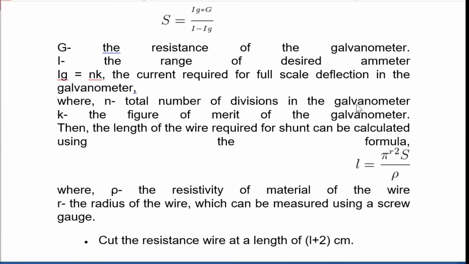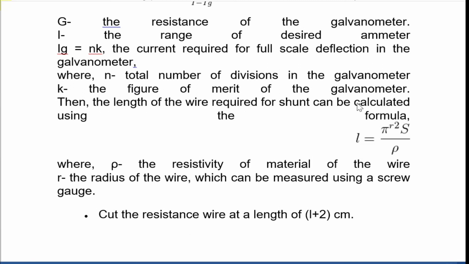Then the length of the wire required for a shunt can be calculated using the formula L = π r² S / ρ, where ρ is the resistivity of the material and r is the radius of the wire.